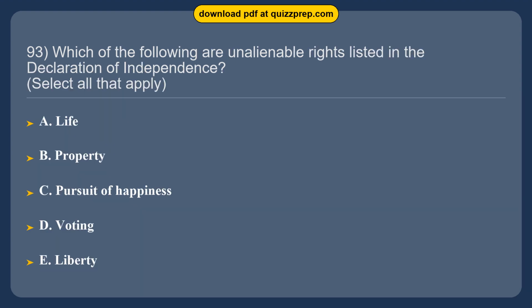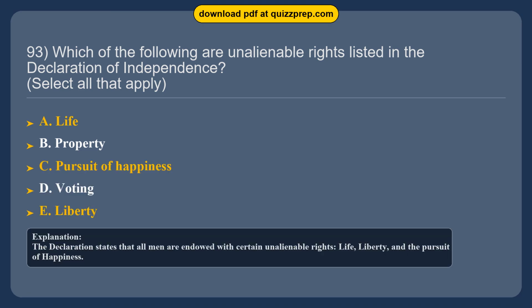Question 93. Which of the following are unalienable rights listed in the Declaration of Independence? Option A, life. Option B, property. Option C, pursuit of happiness. Option D, voting. Option E, liberty. The correct answers are options A and C and E. Life, pursuit of happiness, liberty. The Declaration states that all men are endowed with certain unalienable rights: life, liberty, and the pursuit of happiness.